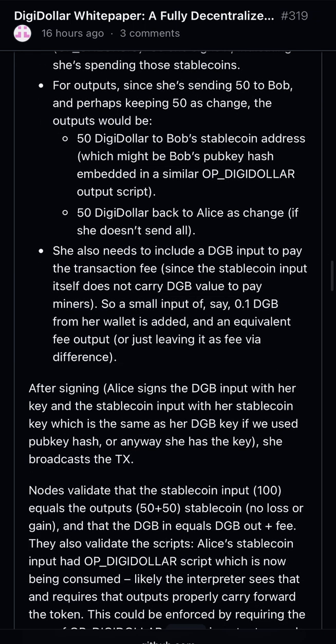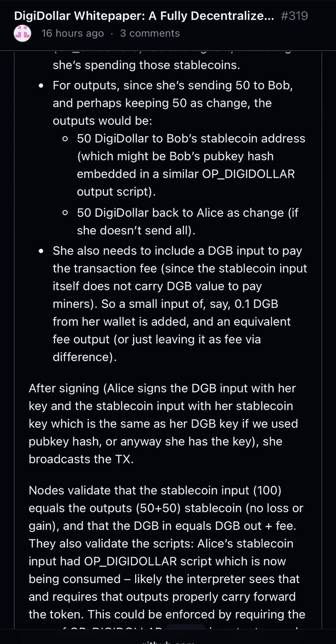For outputs, since she's sending 50 to Bob, and perhaps keeping 50 as change, the outputs would be 50 DigiDollar to Bob's stablecoin address, which might be Bob's pubkey hash embedded in a similar OP_DIGIDOLLAR output script, and 50 DigiDollar back to Alice as change if she doesn't send all.